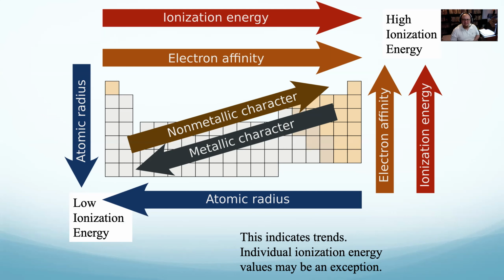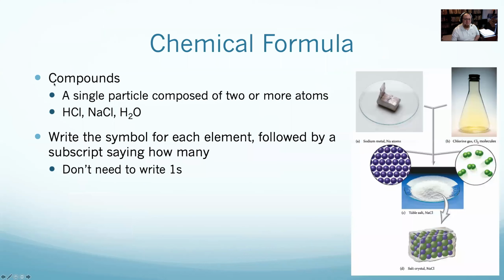Let's look at compounds a little bit. Compounds, as I said before, are just a particle consisting of 2 or more atoms chemically bonded. And I already talked about the chemical formula. I did it a little bit on Monday. Pretty sure. Yep, I did. And I said you just write how many you have of each element. The label of the element and a number saying how many. Well, you don't need to write one. So HCl is 1 hydrogen, 1 chlorine. NaCl is 1 sodium, 1 chlorine. H2O is 2 hydrogens, 1 oxygen. As I said, we did that Monday.